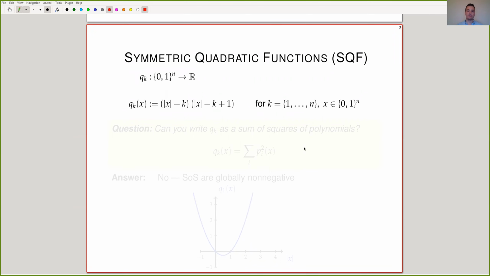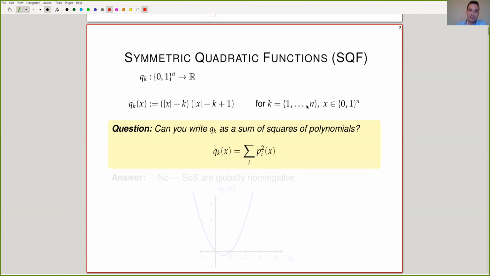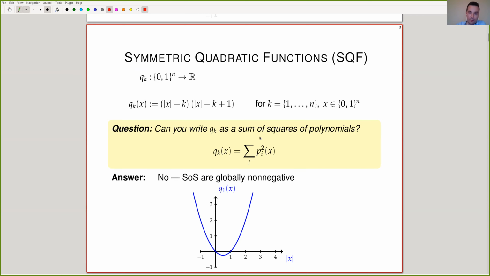So today we are interested in functions of the following form. Consider function qk that maps vertices of the Boolean hypercube to real numbers of the following form. And this function is parameterized by k that can take values from 1 up to n. And the first question we'd like to ask is, can we write qk as a sum of squares of polynomials, meaning in that way? And actually the answer is no, we cannot do that.